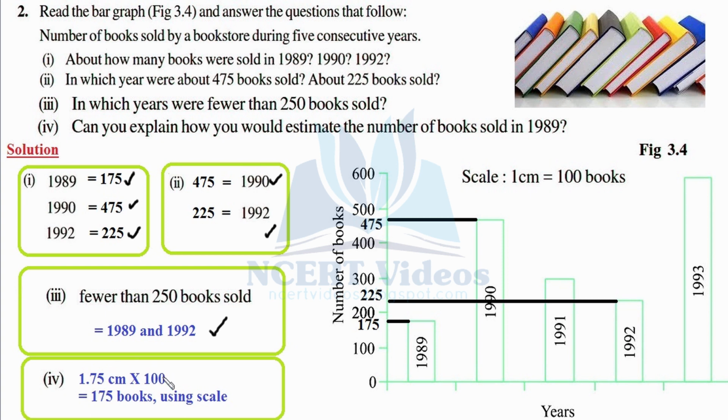When you multiply, you have learned in your previous chapter that when you have zeros in multiplication, you shift your decimal towards the right by the number of zeros you have. So 2 times, initially we were here. So 1, 2. It gives you a whole number 175. So that is how we estimate the number of books sold in the year 1989. That's fourth, and that makes your second.